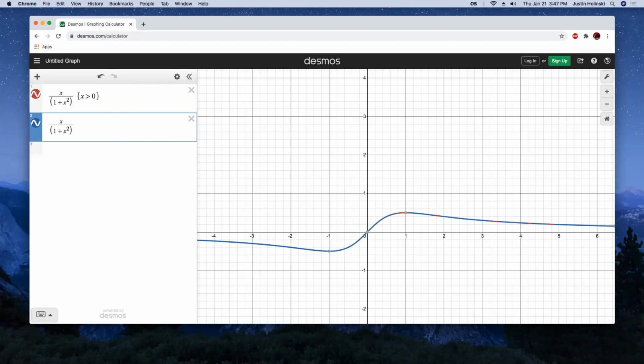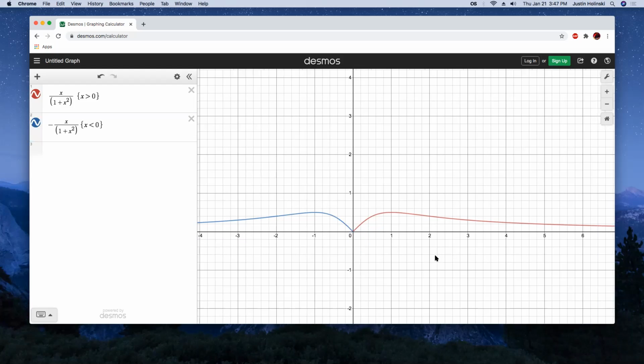And then we also want to limit the domain of our other part, so this would be x is less than 0. But then we want to multiply it by -1 so we can move it above the x-axis. So we're going to put a -1 out front. There we go. So the difference between this and what we just had is we only have positive area.